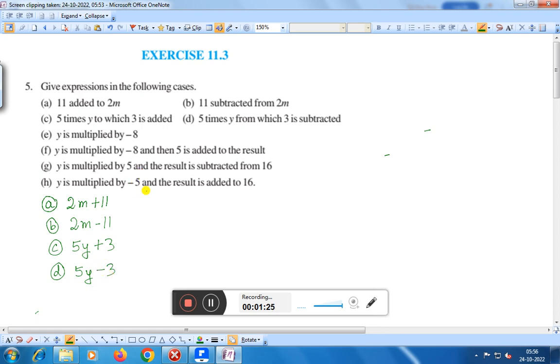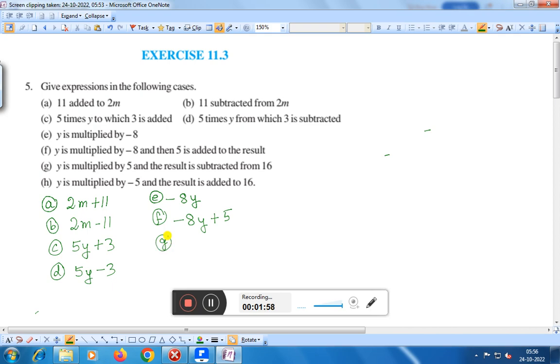Now question number E is y is multiplied by minus 8, that is minus 8y. Next, F is question number F. y is multiplied by minus 8 and then 5 is added to the result. y multiplied with minus 8 is minus 8y, plus 5, as 5 is added to the result.